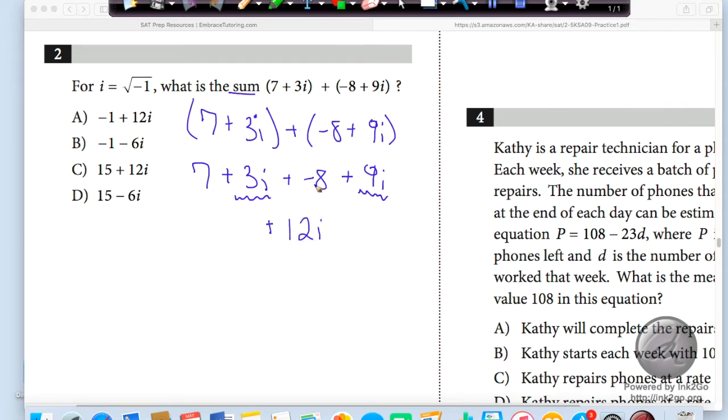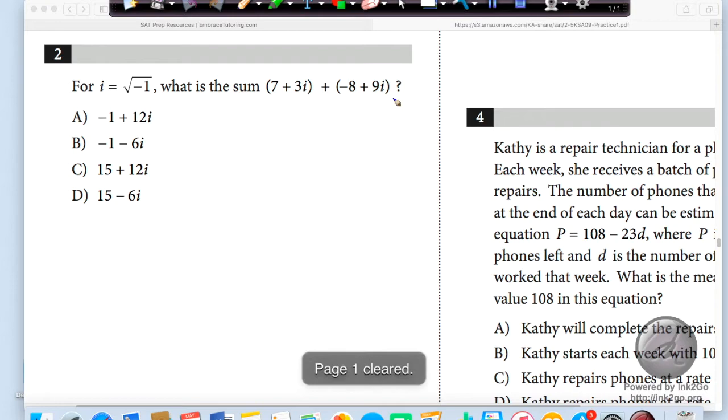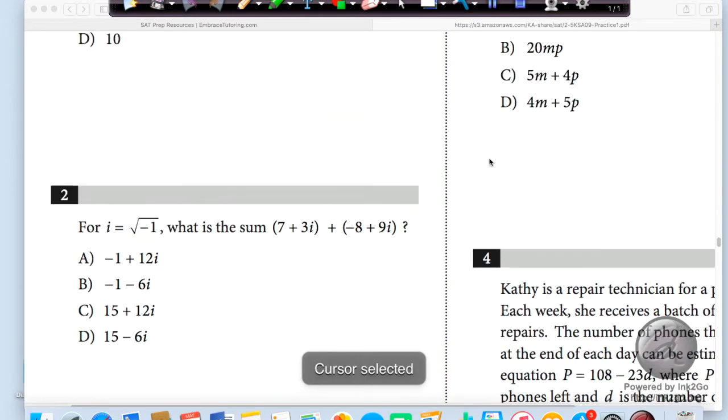And then I have 7, and then I have plus negative 8. So 7 plus negative 8 is negative 1. So this is going to be negative 1 plus 12i, or your answer might also appear as 12i minus 1, and this could be my best answer. All right. So let's move on up.